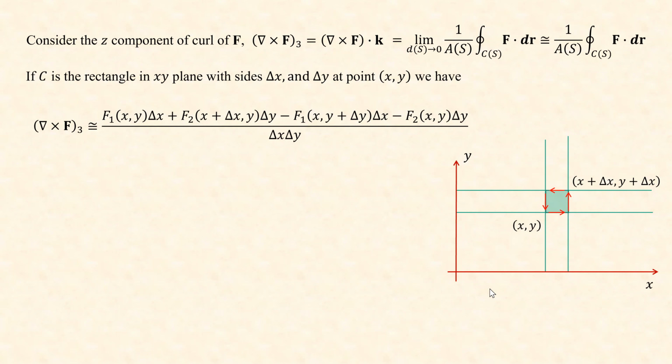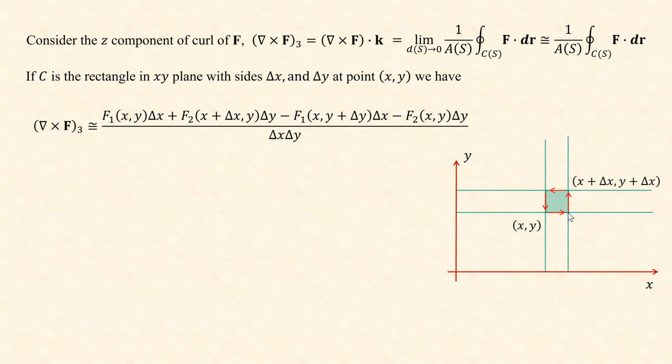Someone asks whether it should be x plus delta x and y plus delta x. No, see, this area is very small. Delta x and delta y are very small. So for here, because it is small, we can take the value of f at any point here. For this one, we take the value of f at this point, x and y, but the x component, times delta x. So that is basically f dot dr over this part.